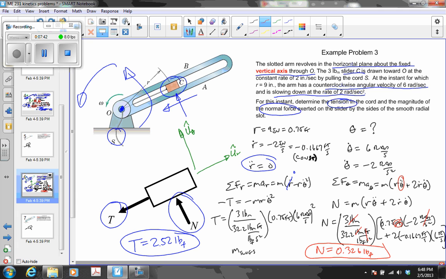And that would give me 0.326 pounds force. And I got a positive result, so it is in the direction I assumed. It is in that direction. So the bottom part of the slider over here is pushing up on the block, on the slider at that instant.